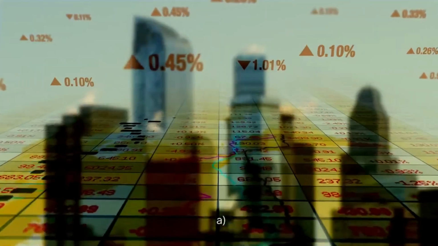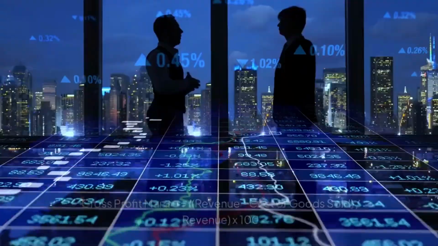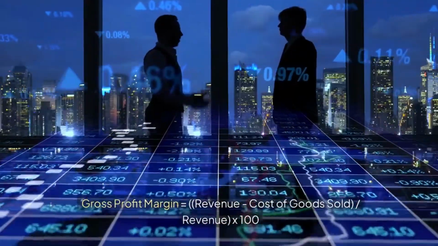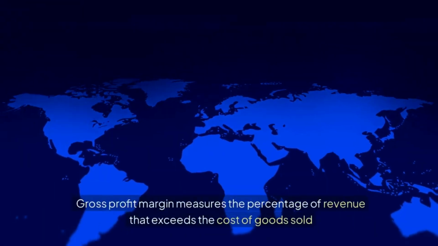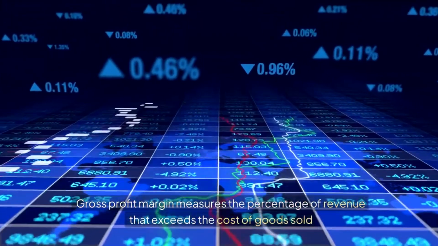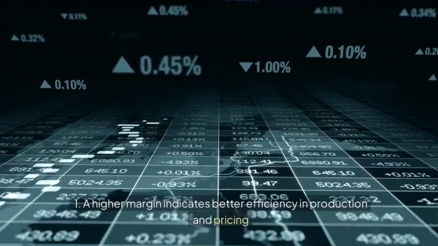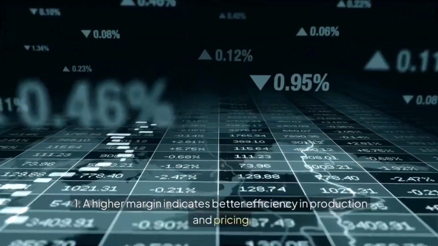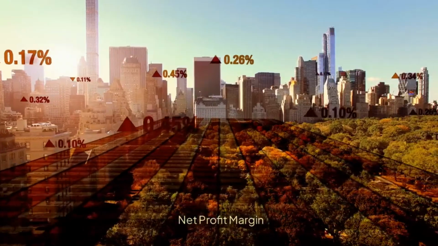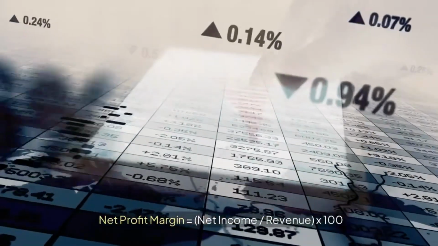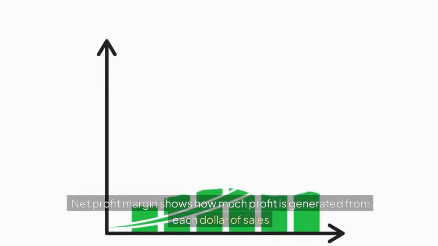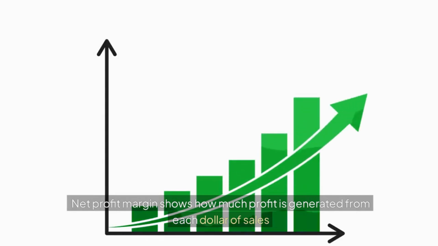So the gross profit margin is calculated as revenue minus cost of goods sold divided by revenue times 100. And the gross profit margin measures the percentage of revenue that exceeds the cost of goods sold. A higher margin indicates better efficiency in production and pricing. Next, net profit margin. The net profit margin is net income over revenue times 100. And the net profit margin shows how much profit is generated from each dollar of sales.